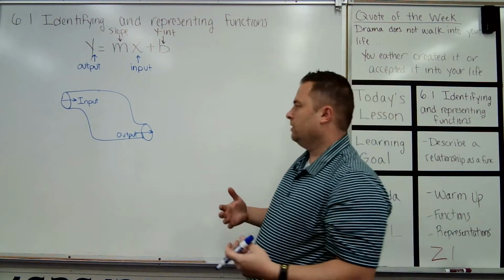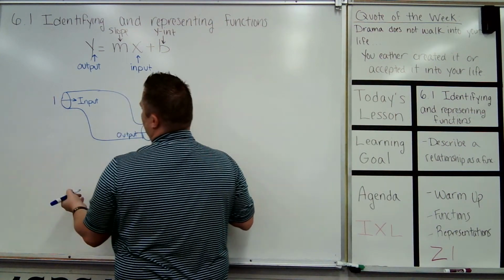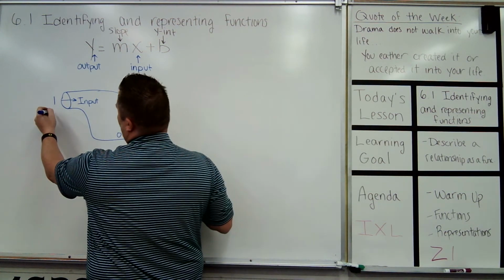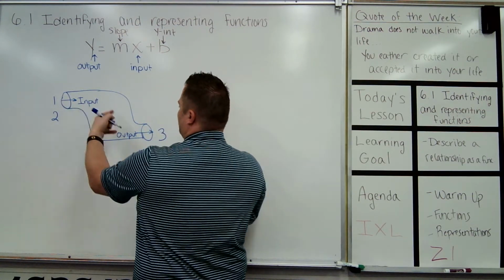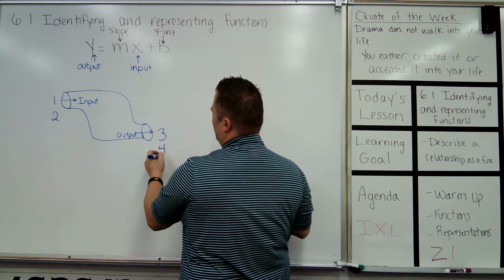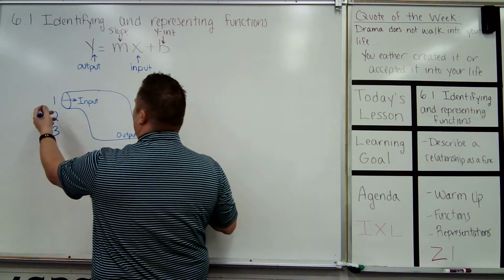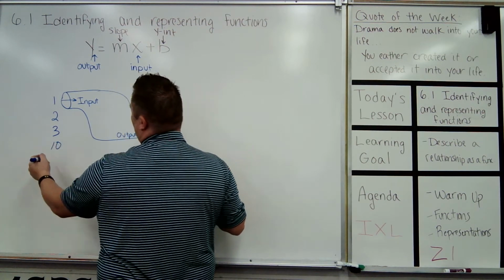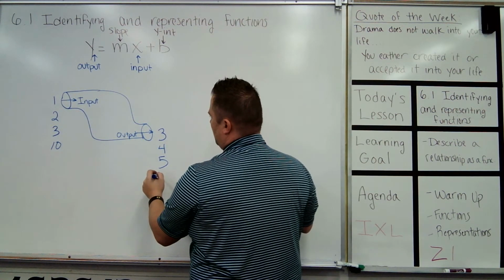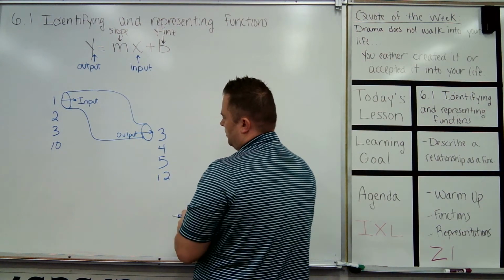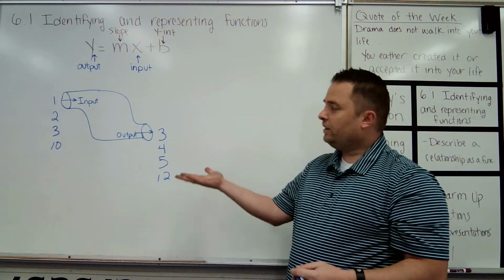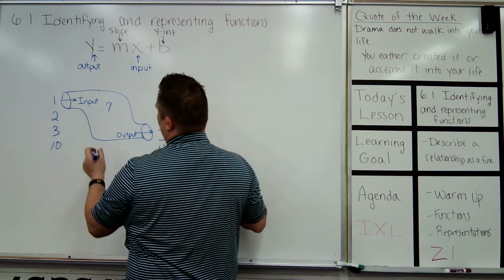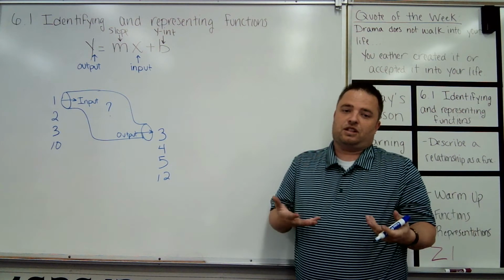So for example, I would throw in a 1, my machine would do its magic, and out would come a 3. If I put in a 2, my machine would do its magic, and out would come a 4. I put in a 3, and out would come a 5. I put in a 10, and out would come a 12. And then I would pose the question, what does my machine do? You can pause the video and say, okay, my machine does this.